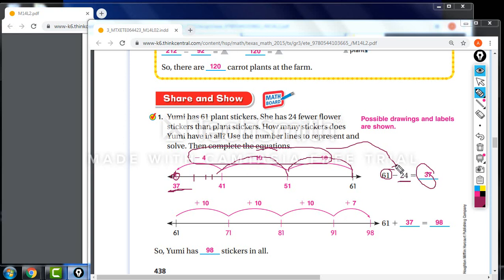So I know there's 37 flower stickers and 61. I already found this one. So now I add those two, and I use my number line. I started at 61. How many jumps will I have up here? I'm going to have 37. So 61 and 10 is 71. Another 10 is 81. Another 10 is 91. Now 91 plus 7, and I fall on 98. So she has 98 stickers in all. Good job.